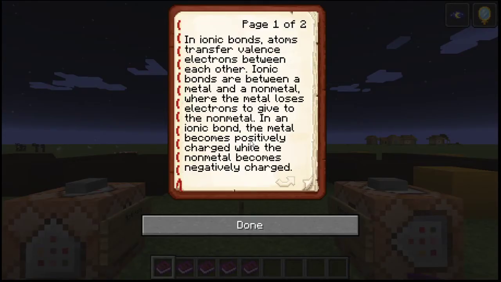In ionic bonds, atoms transfer valence electrons between each other. Ionic bonds are between a metal and a nonmetal, where the metal loses electrons to give to the nonmetal. In an ionic bond, the metal becomes positively charged while the nonmetal becomes negatively charged.